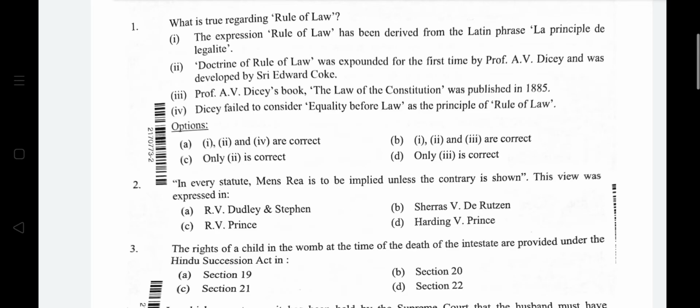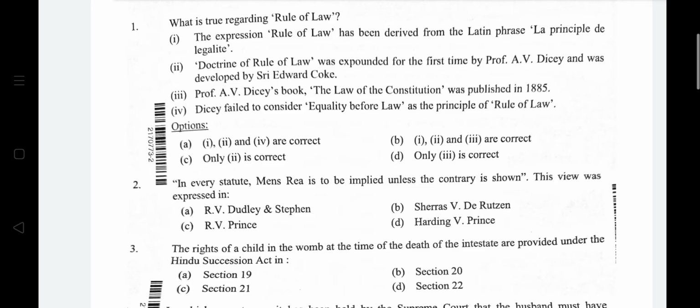Hello everyone, today we will be discussing AMU PhD entrance exam law paper number 2. Question number 1. What is true regarding rule of law?